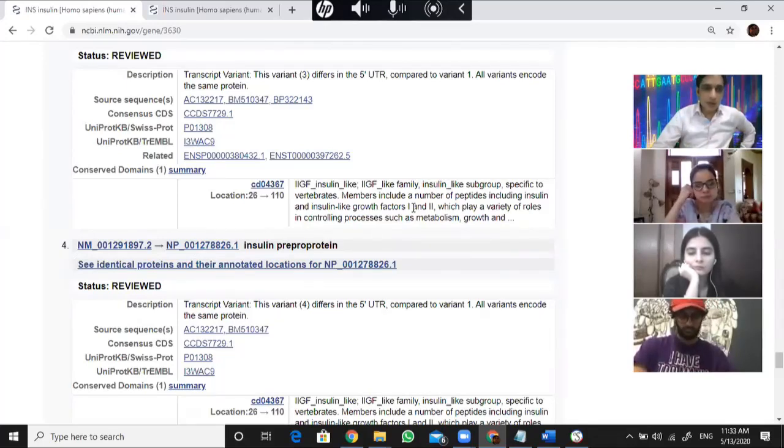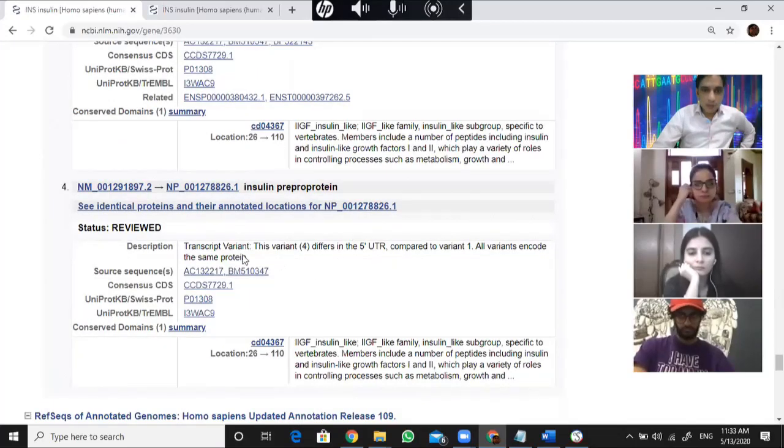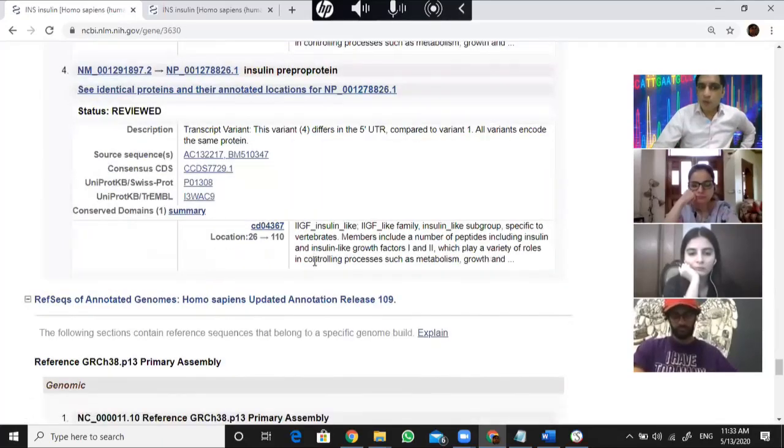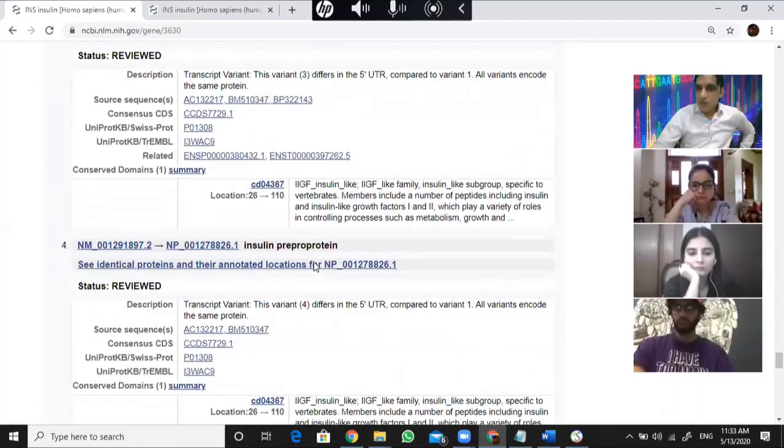You should think about that as well. Now the fourth one, transcript variant. This variant 4 differs in 5' UTR compared to the variant 1. All variants encode the same protein. So no problem in all those 4 sequences related to the protein.